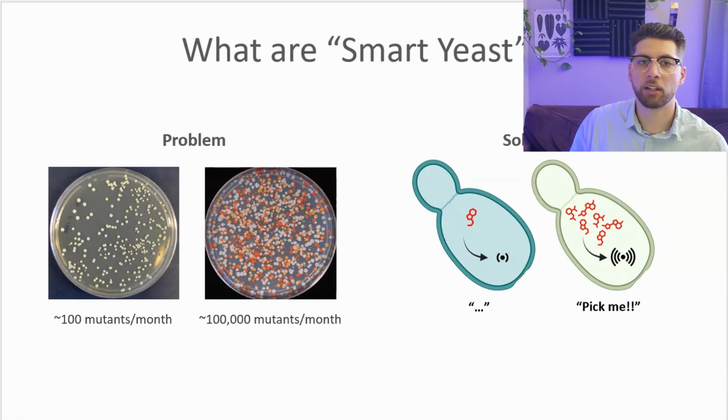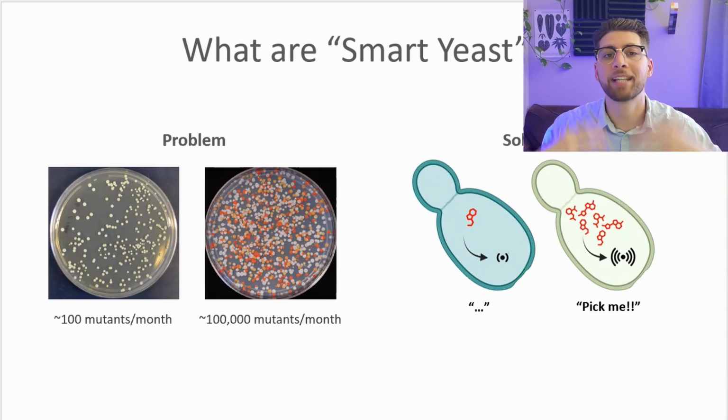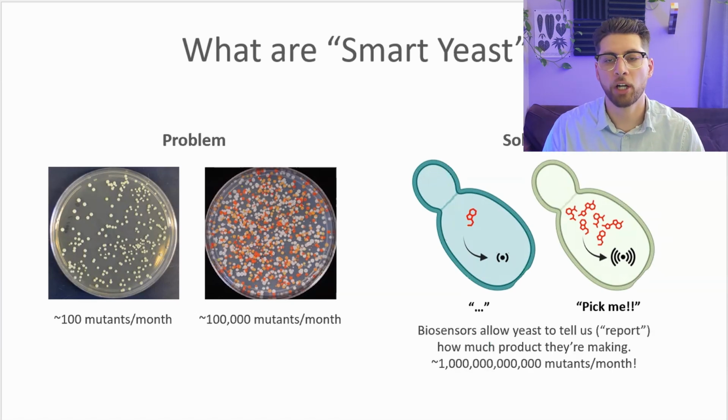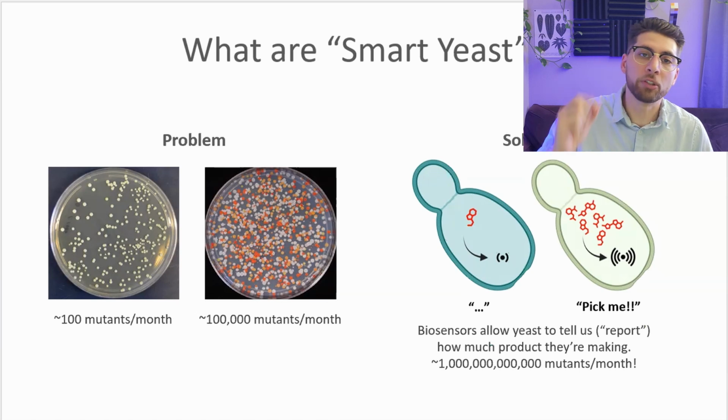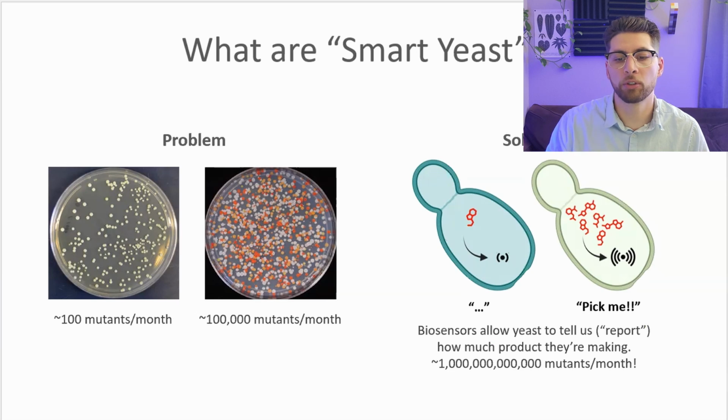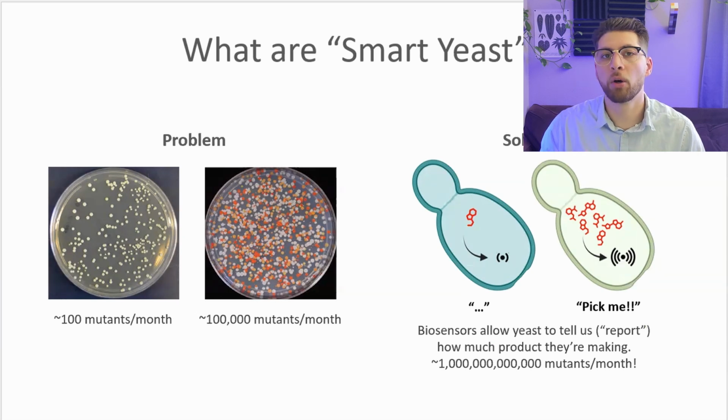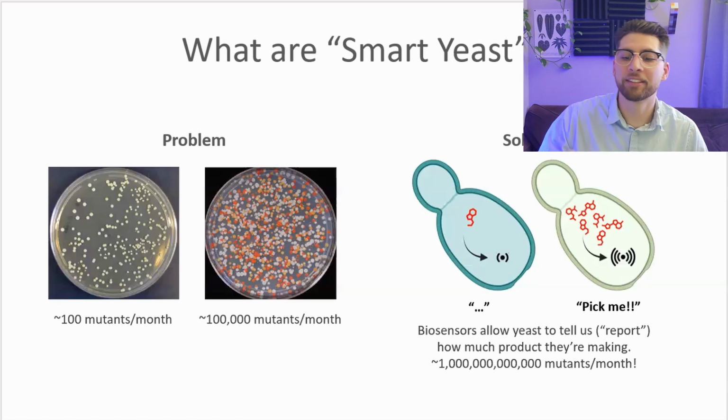So what I'm suggesting here is a yeast that has some way to tell us or report how much compound they're making. So we do that by adding a biosensor. So a biosensor is going to be activated by the molecule that we're trying to produce. And if a yeast cell, like in the teal here, is producing just a little bit of that compound, then we get almost no activation of the biosensor and the yeast cell is quiet. But if we make a lot of that compound, then that biosensor is very active and the yeast screams to us, pick me, pick me, pick me. And so biosensors allow yeast to tell us, or again, report how much product they're making.